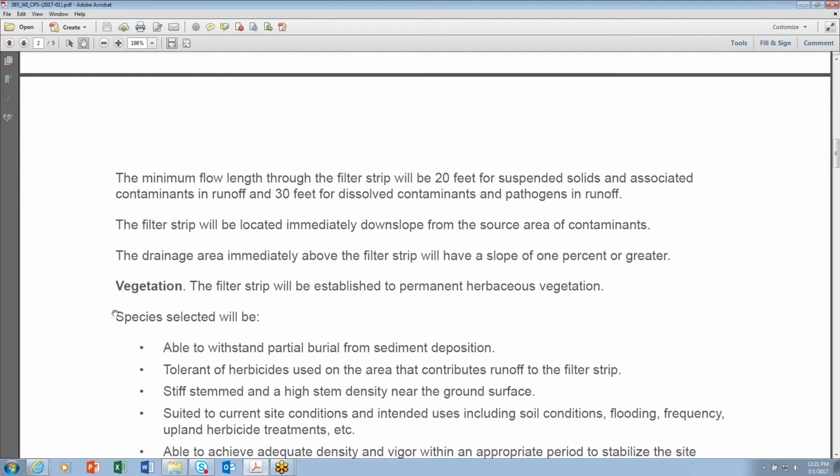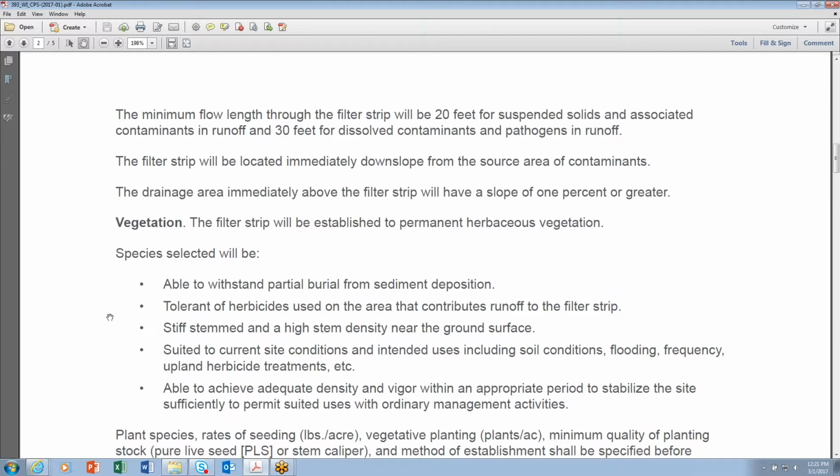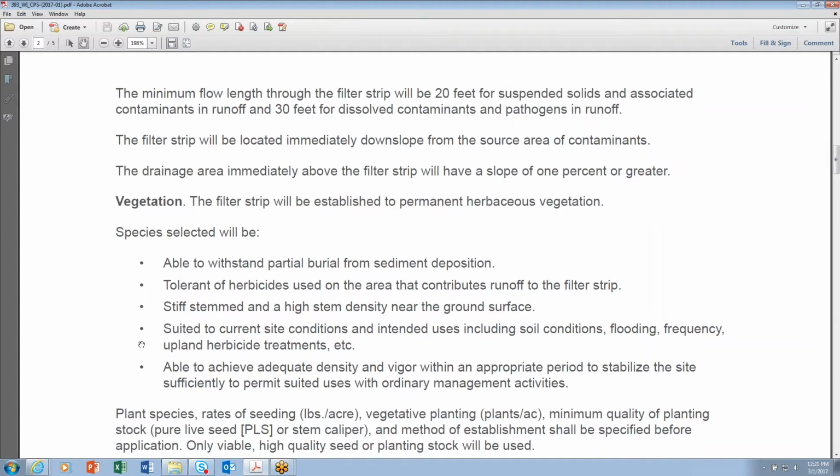The filter strip is established to permanent herbaceous vegetation. And in addition to that, you're going to be looking at making sure that it will withstand partial burial of sediment deposition. It'll be tolerant of herbicides that are possibly contributing from the uplands. In other words, we're really looking at stiff-stemmed, high-density sod-forming grasses. And if you go to your technical note number 6, your information will be readily available to help you design those filter strips.